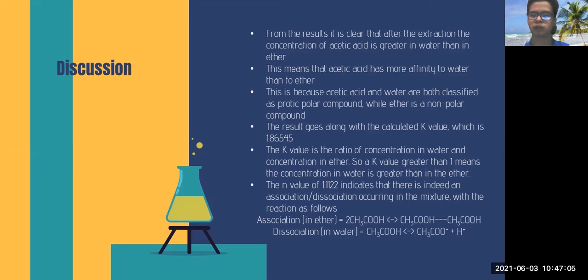Because the K value is the ratio of concentration in water and ether, a K value greater than 1 means that the concentration of acetic acid in water is greater than the concentration of acetic acid in the ether. The n value of 1.1122 indicates that there is indeed an association or dissociation process occurring in the mixture, with the association happening in the ether and the dissociation happening in water, and the reaction as follows.